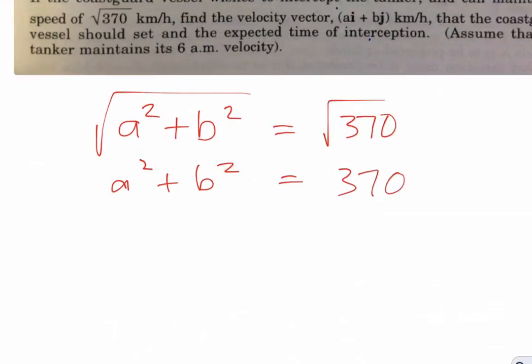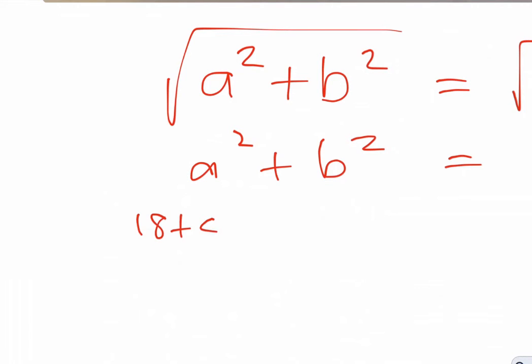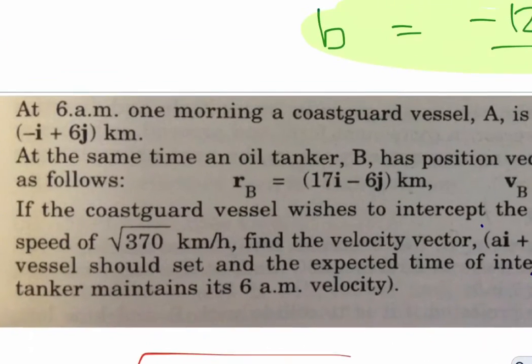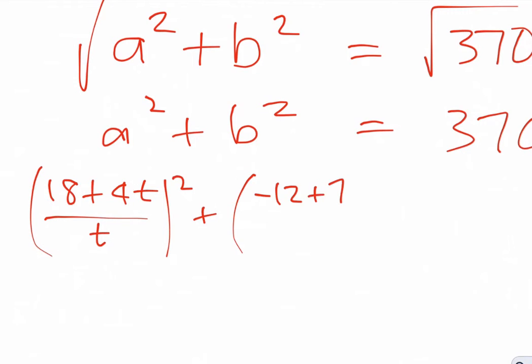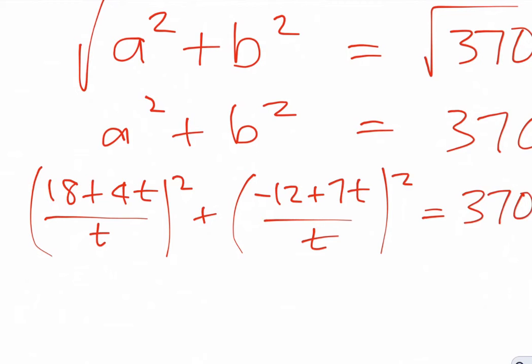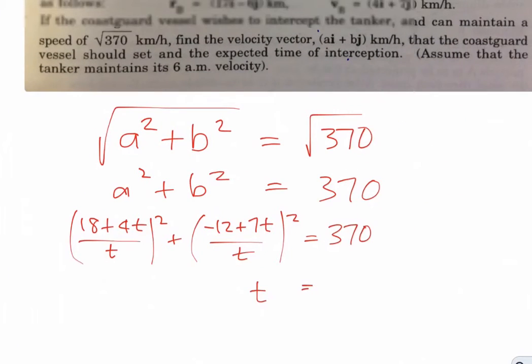18 plus 4t over t, and the expression for B in terms of t is going to be -12 plus 7t over t, and that is equal to 370. This is where we get our CAS calculator out to help us find the value of t. Now, hopefully, if I've done everything correct, you're going to get two solutions for t because it's a quadratic equation. We're going to ignore the negative solution. So 1.2 should be one solution. So t equals 1.2 hours.